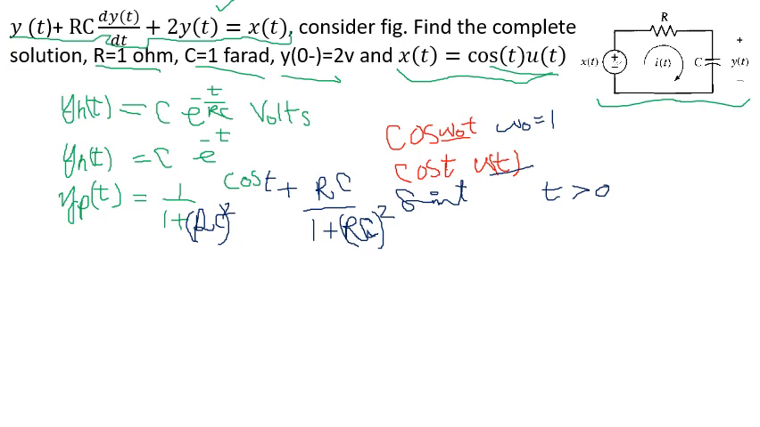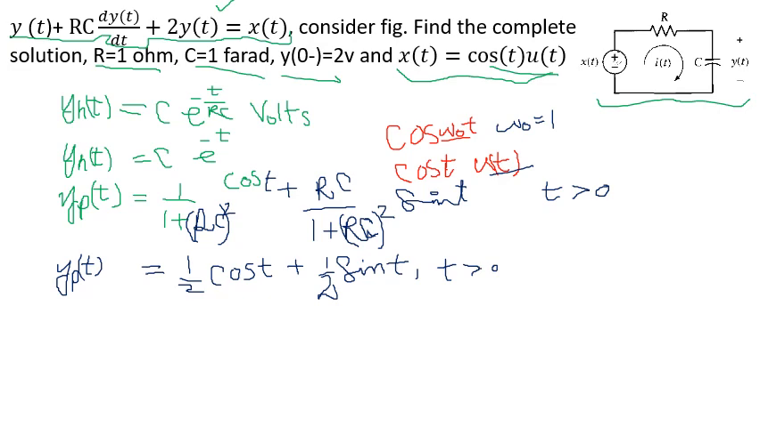And also R and C are 1, so that means we can say the particular solution we have already found is given by this one: 1 plus 1, 1 by 2. So I can straight away write 1 by 2 cos of t, right, plus 1 by 2 sine of t, where t is greater than 0. And the particular solution we obtain is this one, and then the homogeneous solution, right?